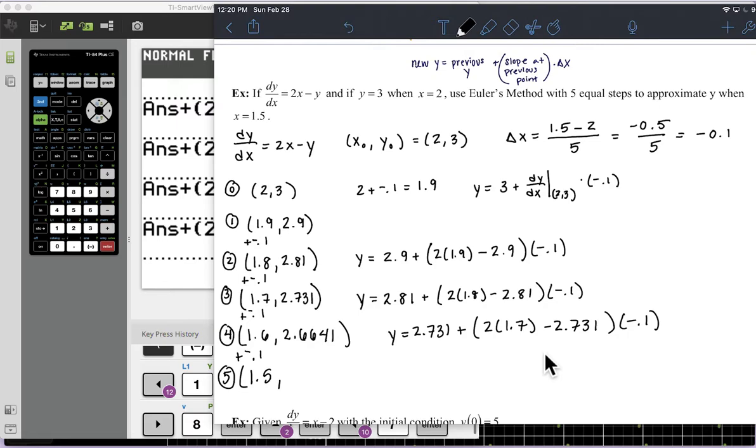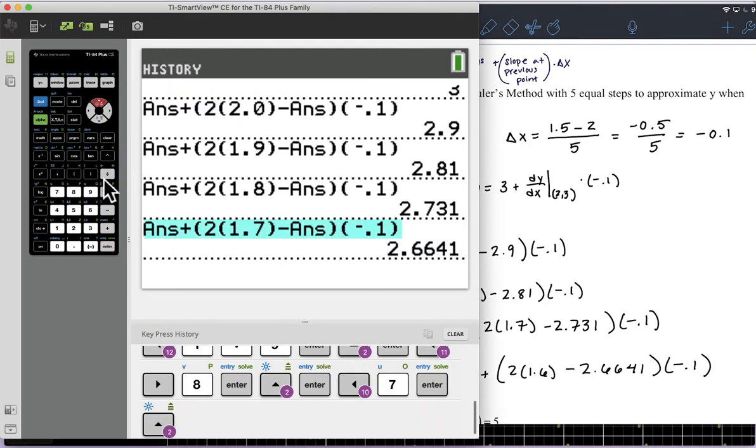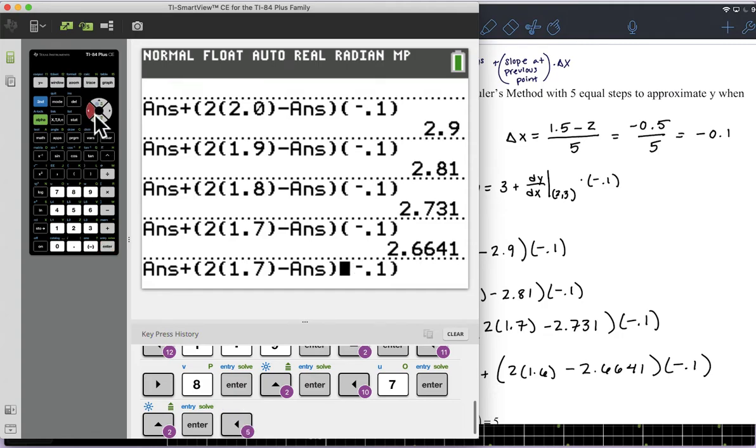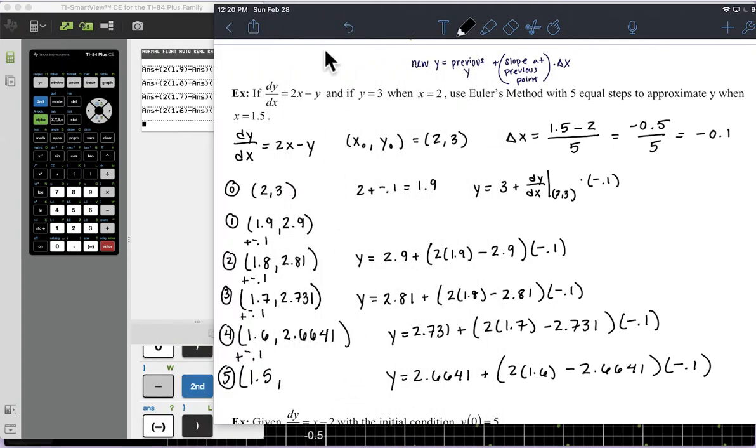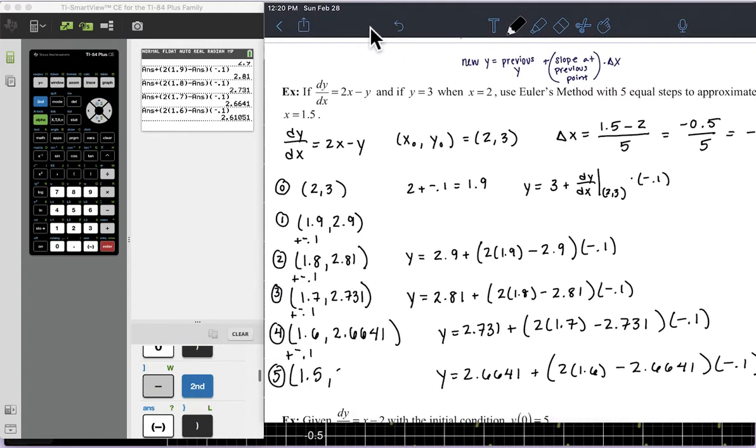So now I'm finally here. I'm on my 5th step. So I'm going to take that previous y coordinate and then add it to my slope times my delta x. So I'm going to just go back over to my calculator one more time. I'm going to go up and copy that down, and then all I have to do is change the x coordinate because I already have the y coordinate being pulled down with that ANS. So my final approximation here is, there we go, we got 2.61051.